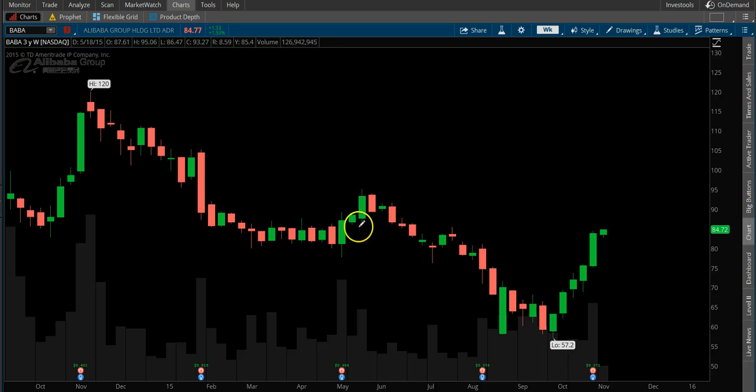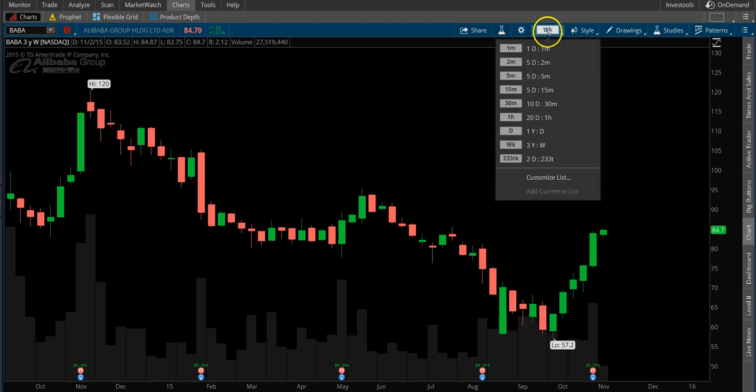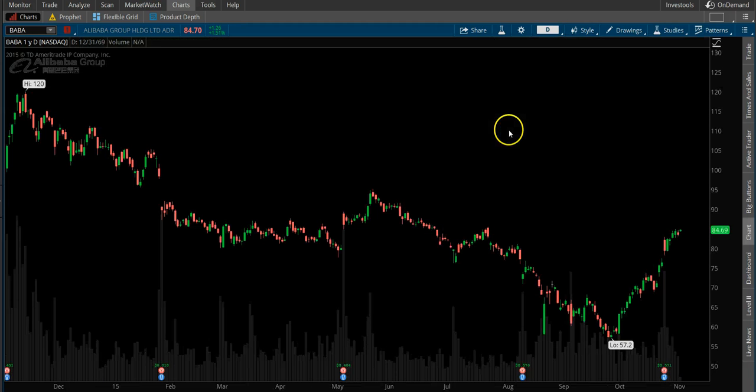Notice in the middle over here, we have just complete sideways movement. This is just a channel of consolidation. 1 week up, 1 week down. You definitely don't want to be trading in here. So that's the big picture. Let's go where we get busy.